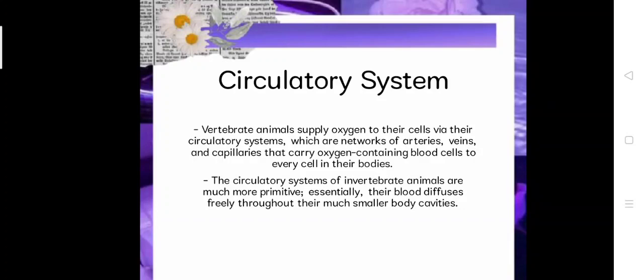Next is circulatory system. Vertebrate animals supply oxygen to their cells via their circulatory system, which are networks of arteries, veins, and capillaries that carry oxygen-containing blood cells to every cell in their bodies. The circulatory system of invertebrate animals are much more primitive. Essentially, their blood diffuses freely throughout their much smaller body cavities. So, circulatory system is the organ system responsible for the circulation and transport of nutrients and other molecules throughout the body of an animal.